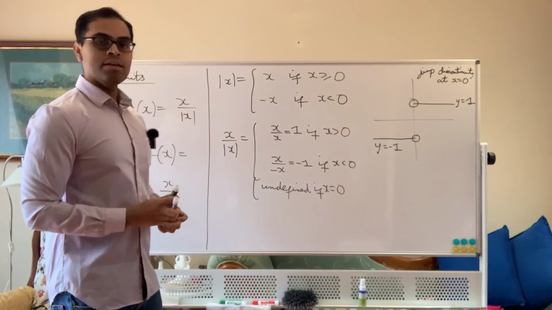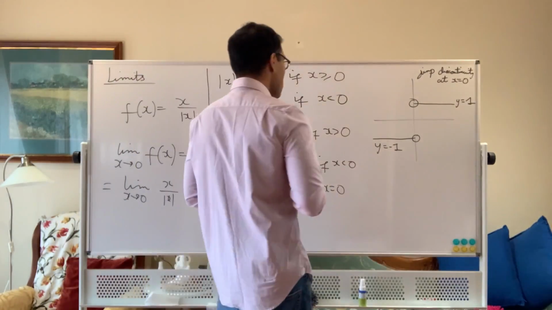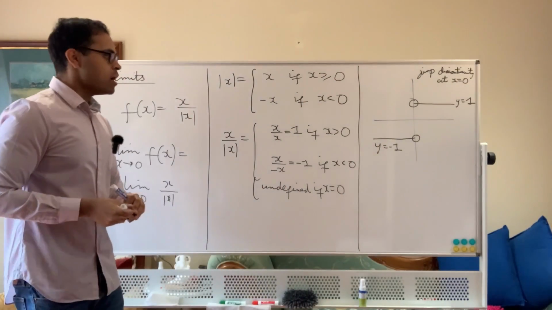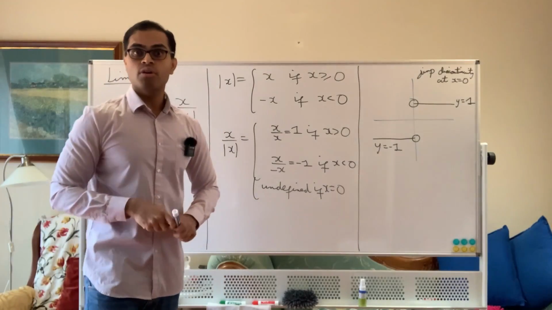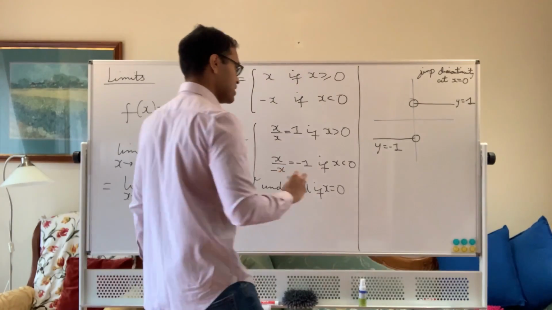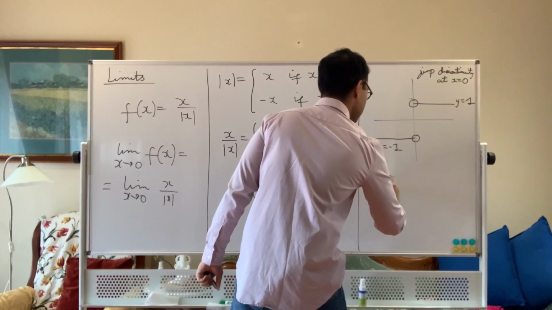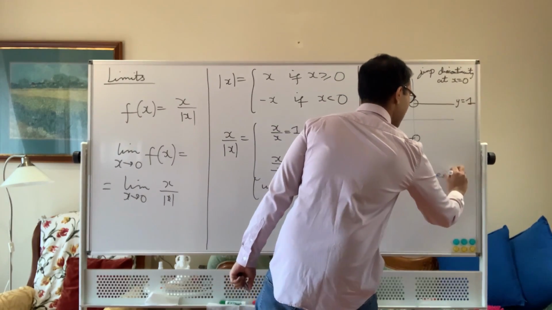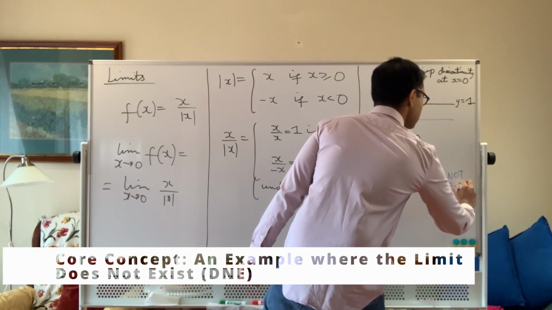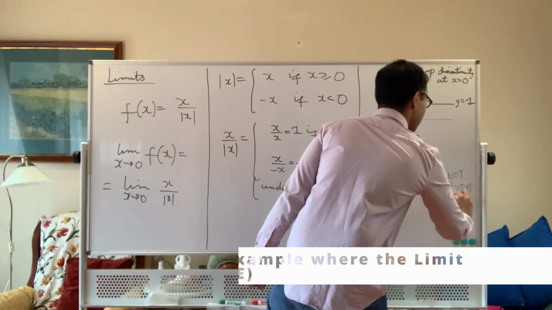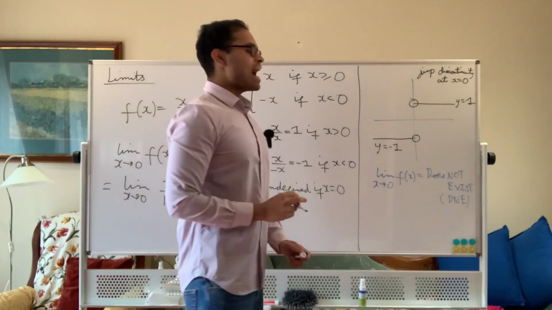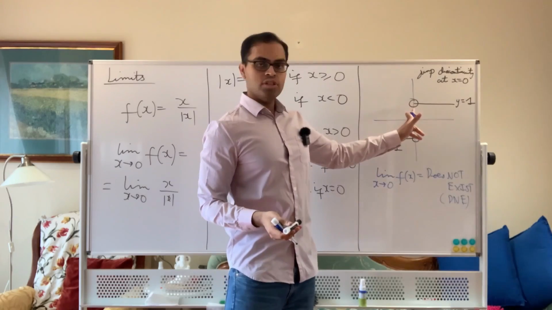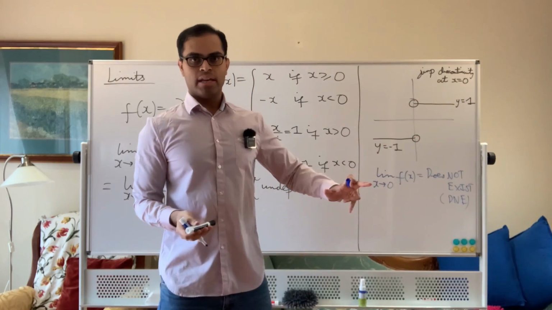But to get to the point of the limit, we would say in this case that the limit as x goes to 0 of f of x does not exist. Okay, does not exist, which you can also say as DNE. Sometimes people write this as DNE. The reason is that f of x doesn't approach anything as x approaches 0. From the right it approaches 1, but from the left it approaches minus 1.